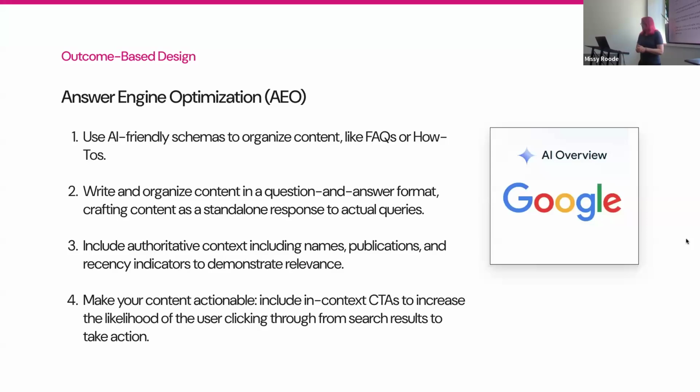And then lastly, making the content actionable. So including CTAs in context, that's going to increase the likelihood that the user will actually click through. And this is also important because we already know that people don't necessarily leave the Google results page if they're getting the answer that they need. So the only way they're going to actually click through is if they can take action to solve their problem. So as much as you can provide that action in context, that increases the likelihood that they'll actually click and that you'll have an opportunity to convert.